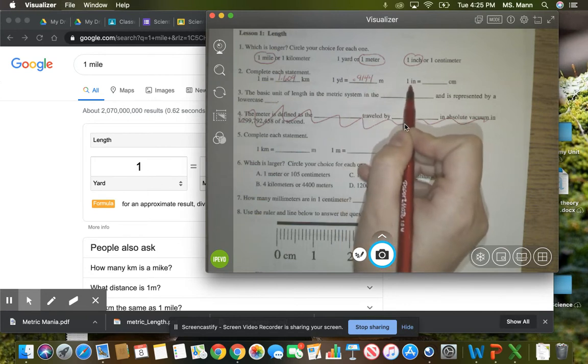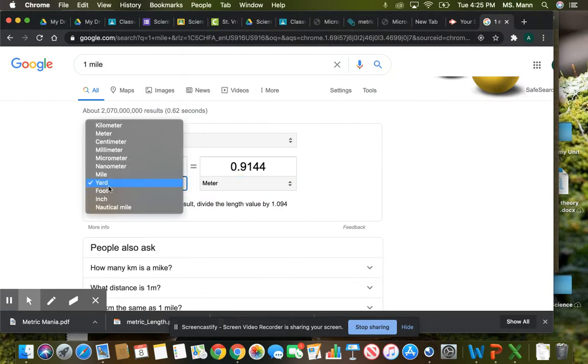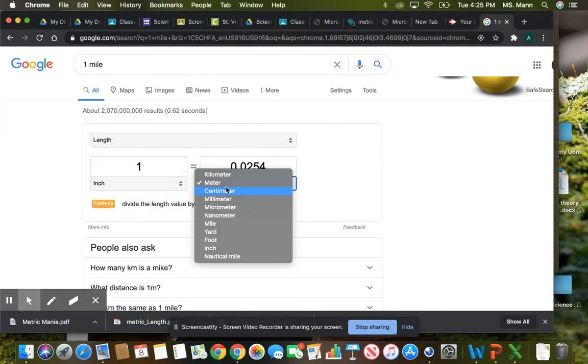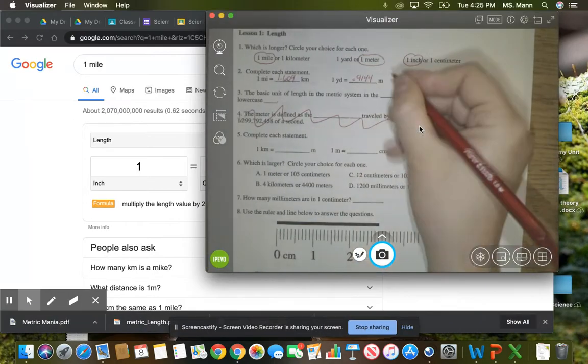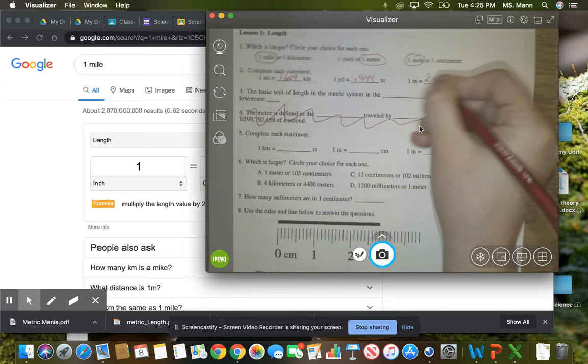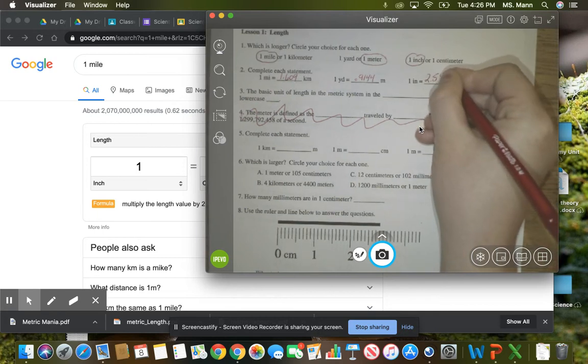Now we're going to do 1 inch to centimeters. We already kind of did that, didn't we? But let's go ahead and just do it again. We have 1 inch to 1 centimeter right here. That's 2.54. Beautiful. So 2.54.